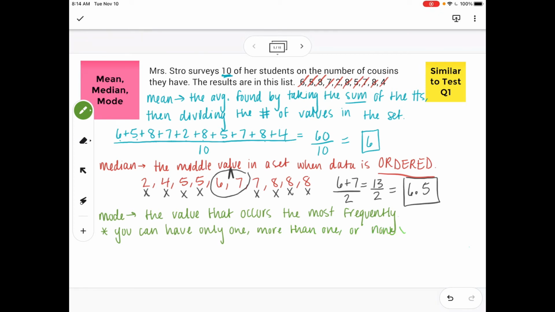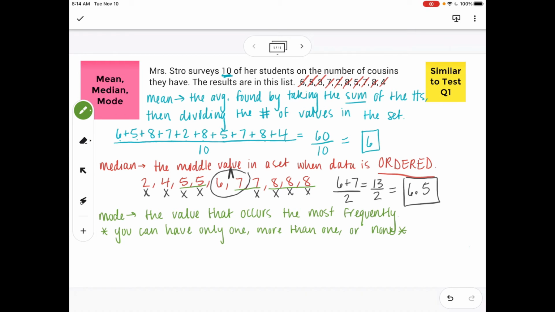So these are all options for mode. You can have only one, you could have more than one, or you can have none. It just depends on the set. In this case, let's look at our ordered list for a median and see which numbers occur the most. So I have 5 occurs twice, 7 occurs twice, and 8 occurs 3 times.